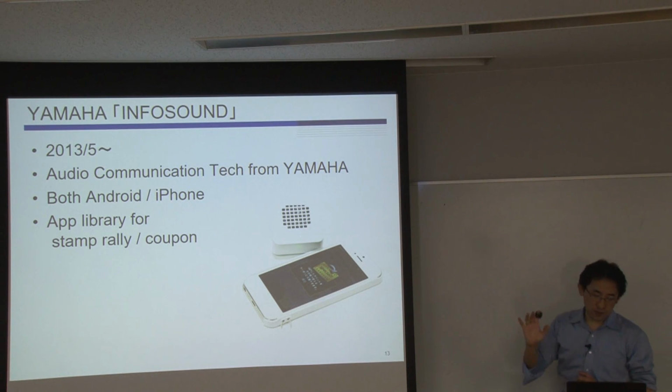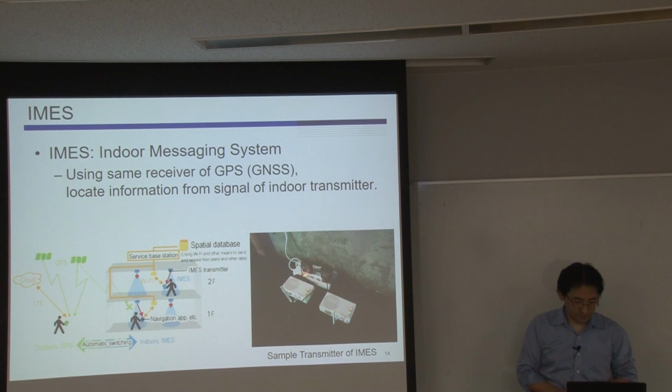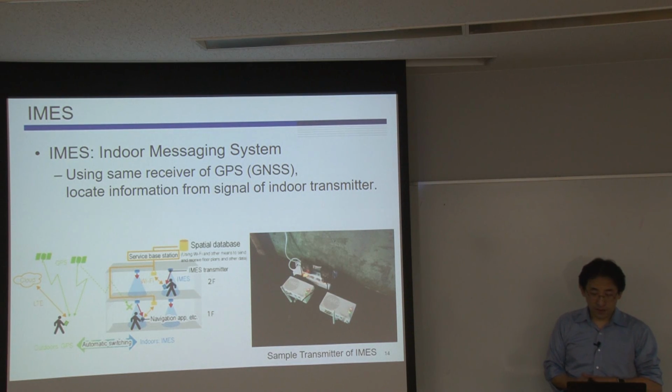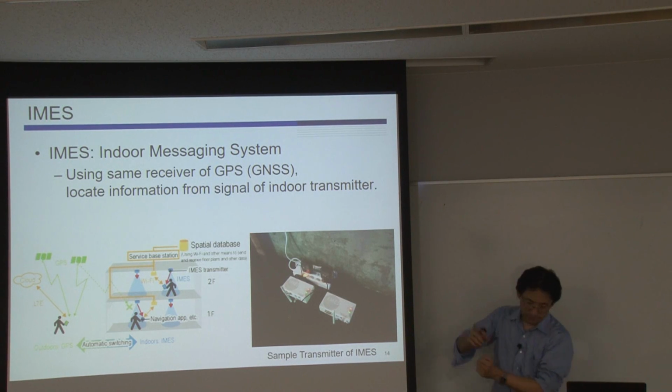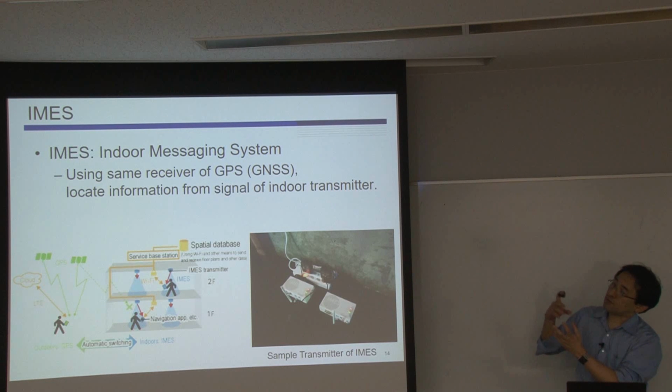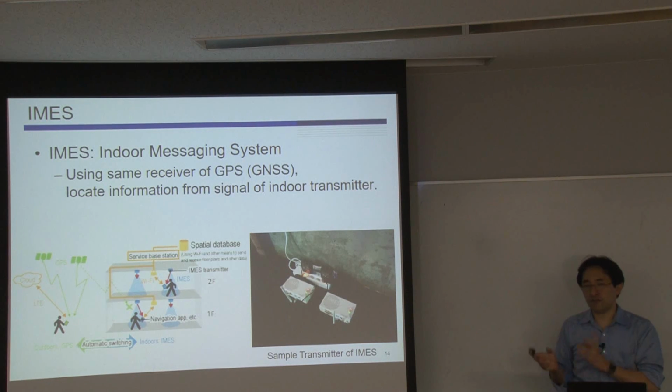So these two, Docomo and Yamaha commercial products, are based on sound. Next one is IMES. IMES is an acronym for Indoor Messaging System. IMES uses the same receiver as GPS or GNSS. Okay? Now almost all smartphones have a GPS inside. With GPS, you have to receive the satellite signal, but the IMES transmitter is just a small size, and it transmits almost the same signal as GPS.